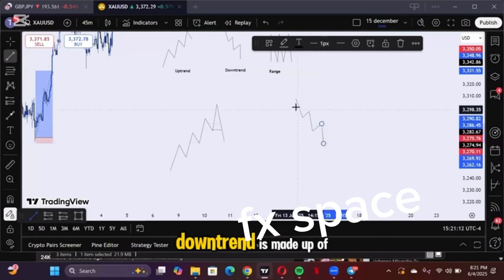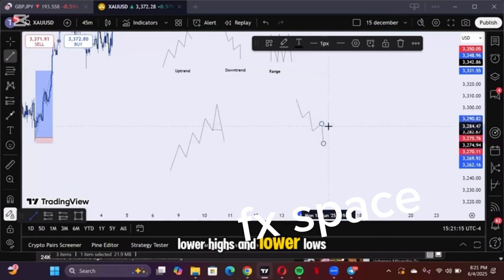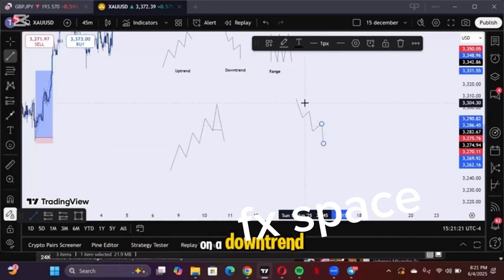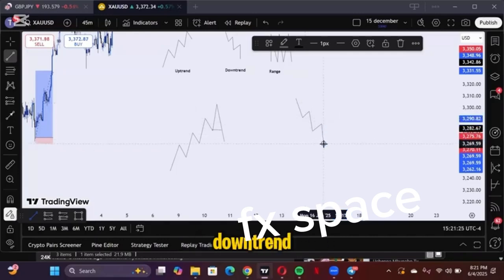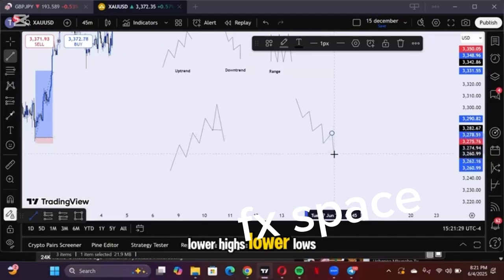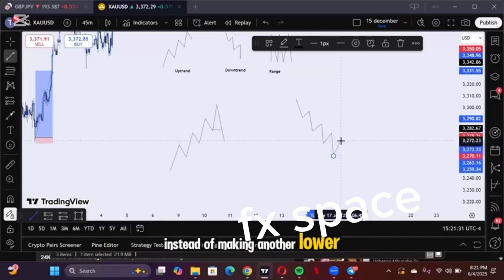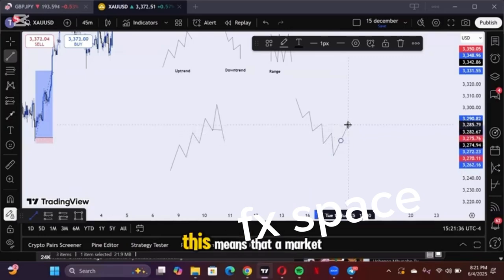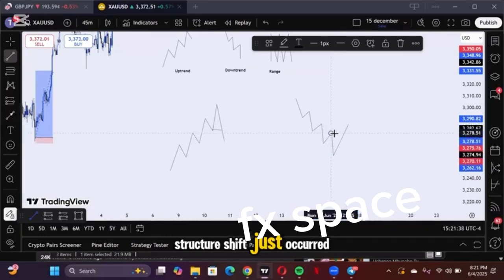So the pattern of a downtrend is made up of what? Lower highs and lower lows. It means that if market should deviate from making lower highs and lower lows, it means that market is no longer on a downtrend, but is now shifting structure to the upside. So if market continues this downtrend, lower highs, lower lows, and it comes, instead of making another lower high to now continue the lower low, it takes out the last high here. This means that a market structure shift just occurred.